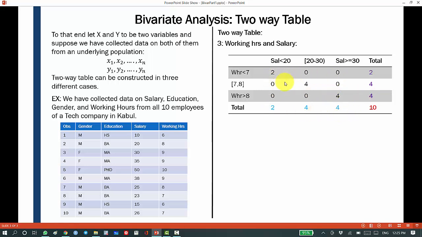Again, we see here, as we increase the number of working hours, the salary increases. And that's a sign of association between working hours and salary. In other words, we can conclude from this two-way table that working hours and salary are associated, in the sense that with working hours increasing, the amount of salary also increases.